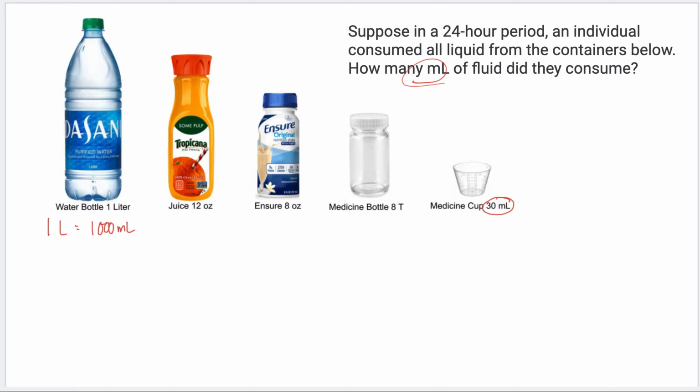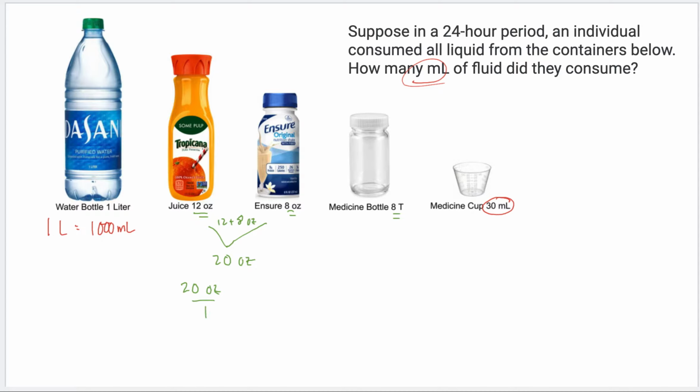So all that really needs to be done is to convert 12 ounces, 8 ounces, and 8 tablespoons all into milliliters, and I'm going to do so using dimensional analysis. If I look at the second and third containers, the juice and the Ensure, I add 12 and 8 ounces since they're the same unit, and they're getting 20 ounces of fluid. Using dimensional analysis, I'm going to start with what I want to convert over 1.